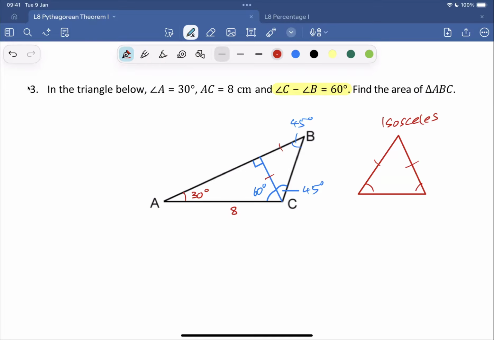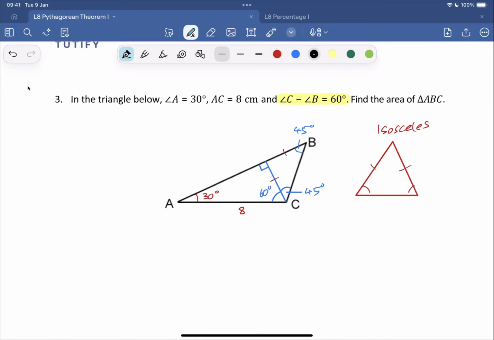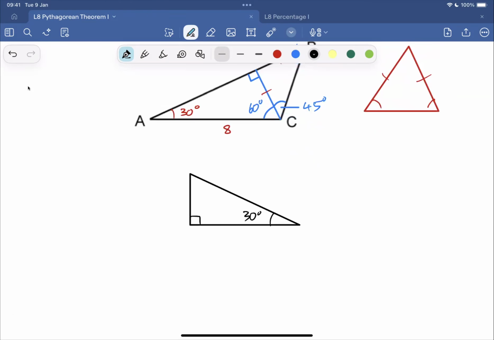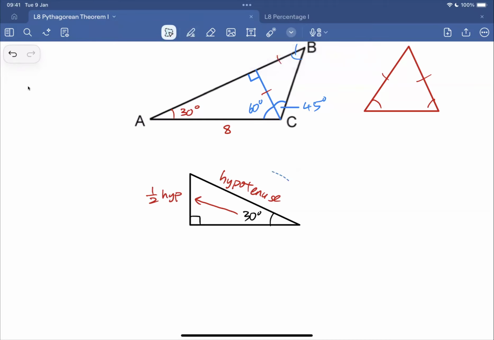Okay, so now we have found an isosceles triangle. We have created our own right-angled triangle. Next, I would like to remind you what is the 30-degree rule. Tell me. The side opposite 30 degrees is half the hypotenuse. Yes, correct. So this is the hypotenuse, which is the longest side. Then the opposite side, the side that is opposite the 30-degree angle is half of the hypotenuse. Very good.